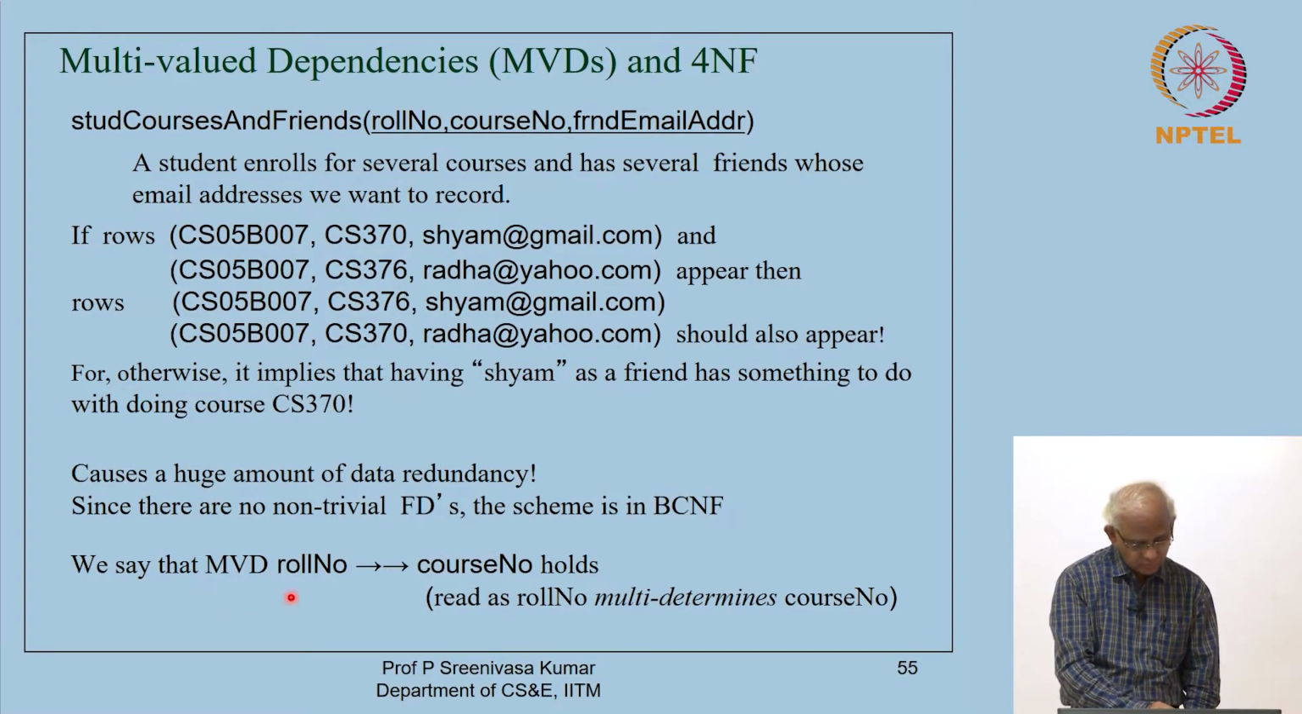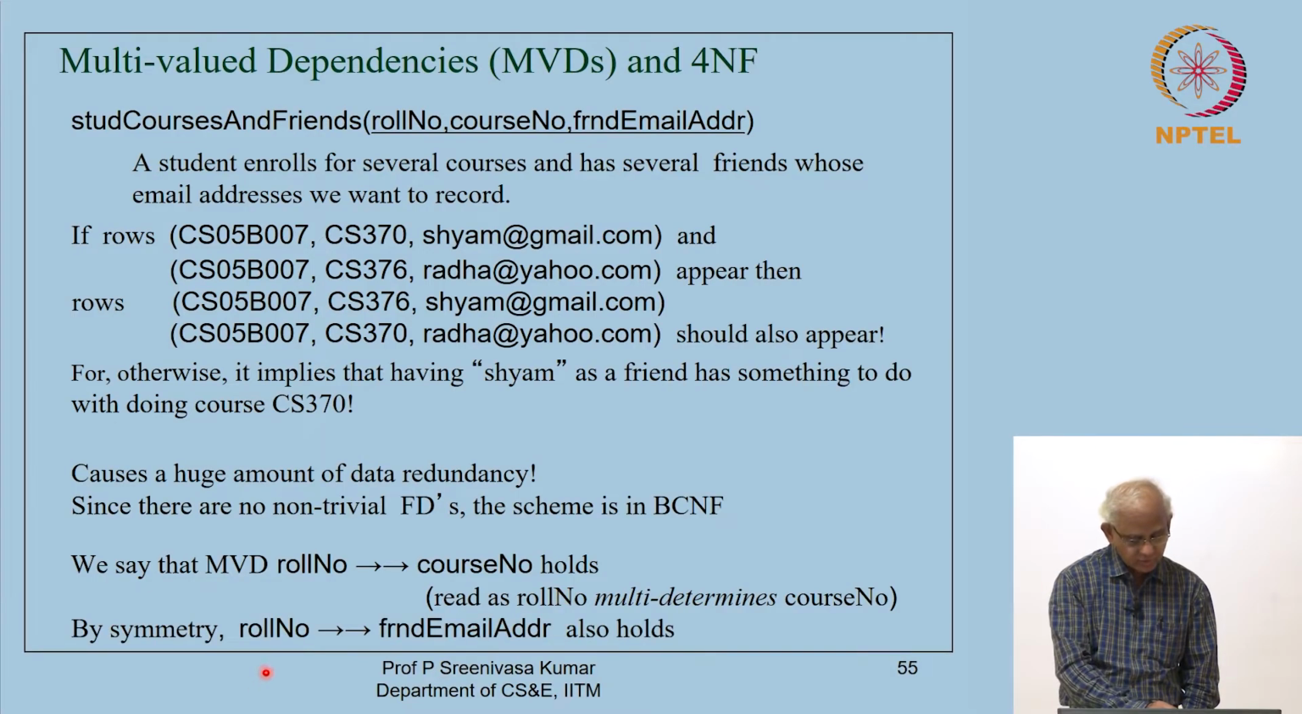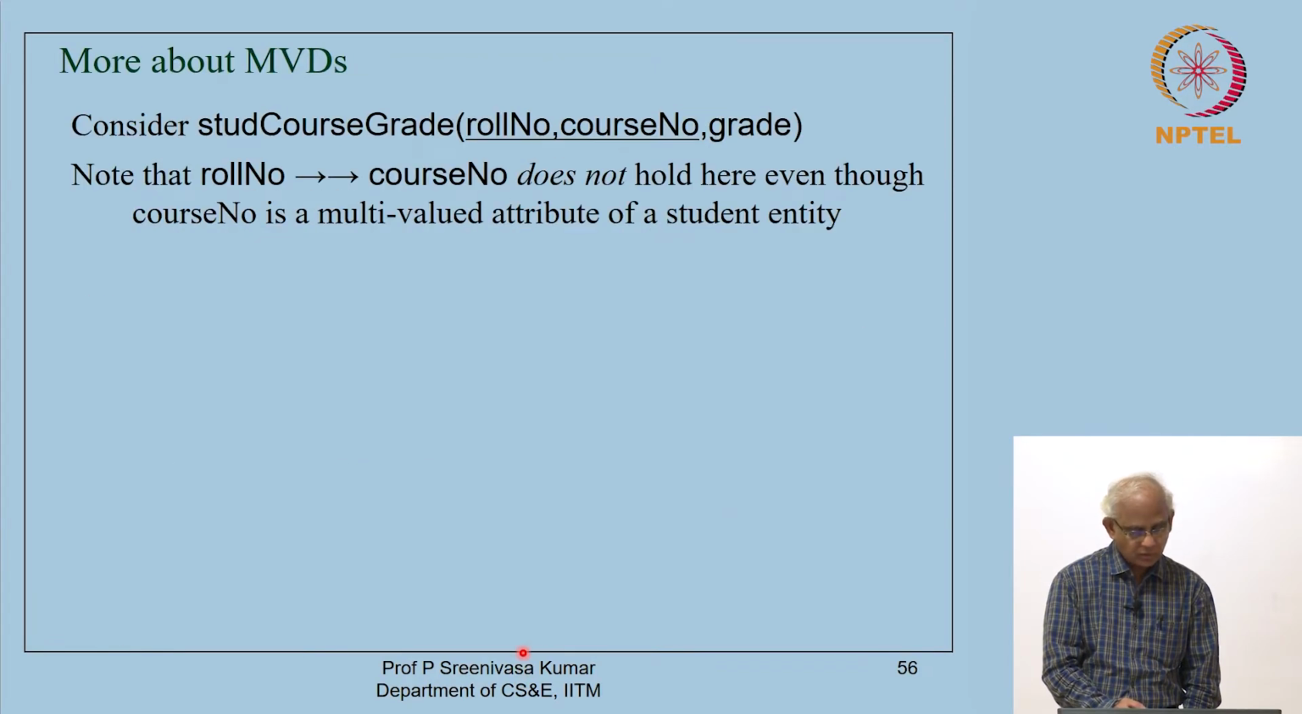So, for notation we will say that the multivalued dependency roll number multi-determines course exists. And by symmetry we can also see that roll number multi-determines friend email address also holds. I will tell you the formal definition in a short while.